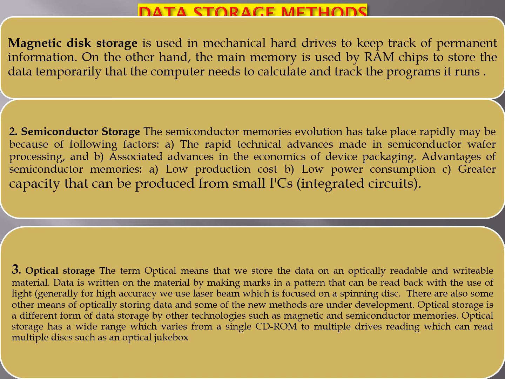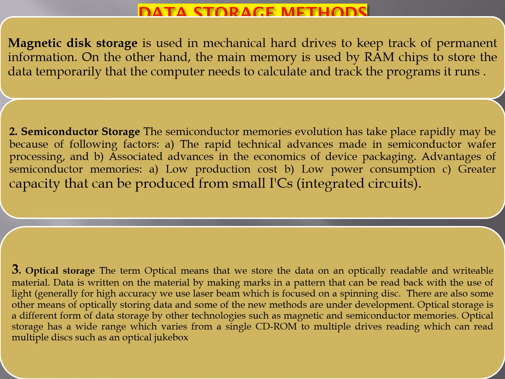Optical storage. The term optical means that we store the data on any optically readable material, written on the material by making marks in a pattern that can be read back with the use of light. Generally, for high accuracy, we use a laser beam, which is focused on a spinning disk.